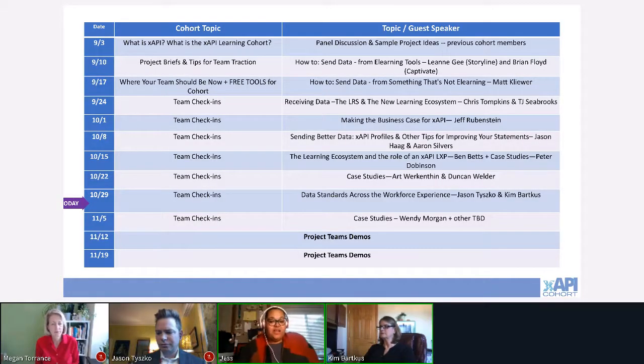So we are in week 9, which means that we're moving into the final leg of cohort. And in the next few weeks, we'll actually start doing project team demos. So you'll see on that schedule November 12th and November 19th, start project team demos. Please start thinking about when you would like your team to present your demos, or if you would like your team to present a demo.